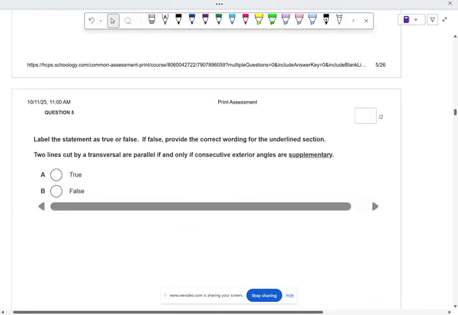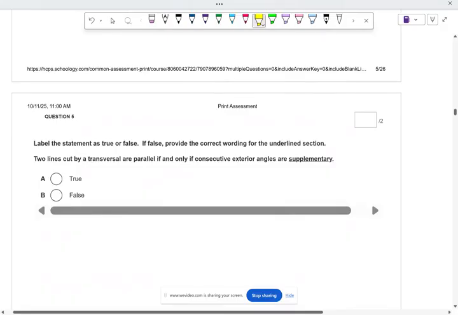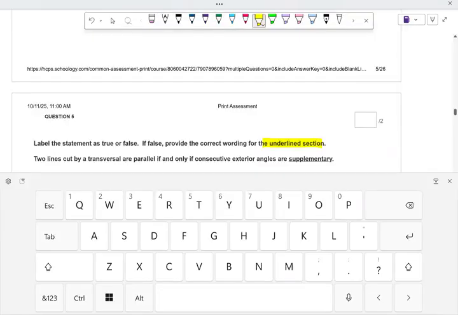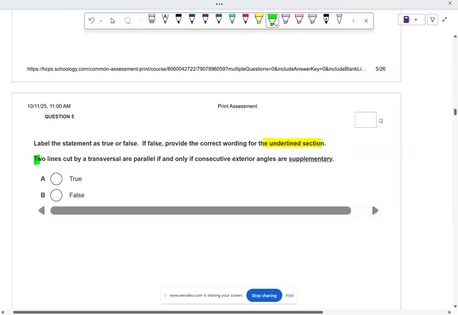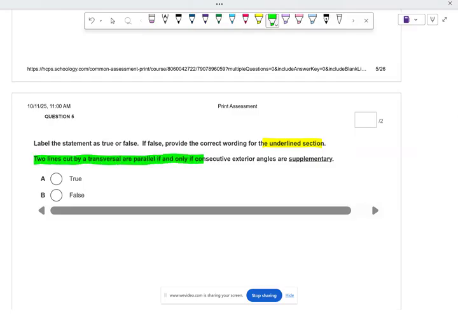Question number 5. Label the statement as true or false. If false, provide the correct wording for the underlined section. Two lines cut by a transversal are parallel if and only if consecutive exterior angles are supplementary.